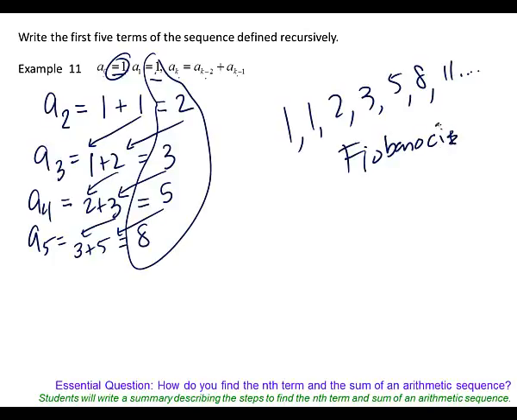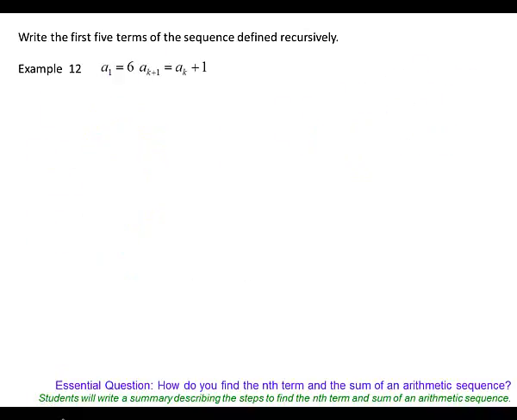Okay, no, not one, only one eye. Okay. All right, last one we're going to do today. Okay, last recursive one. And then the homework's posted in Haiku for you.